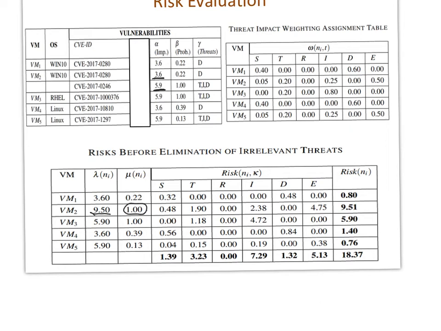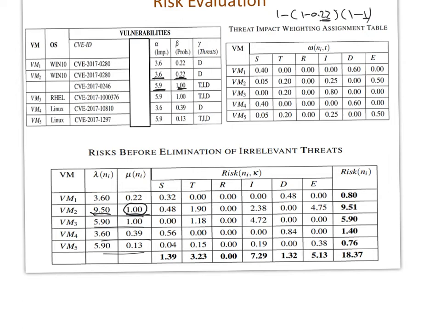And this number, the exploitability, is based on 1 minus the product of (1 minus 0.22) times (1 minus 1). 1 minus 1 is 0, so here it becomes 1. Is that clear? Okay. So this is very easy. We know how to calculate these values now. It's very straightforward.